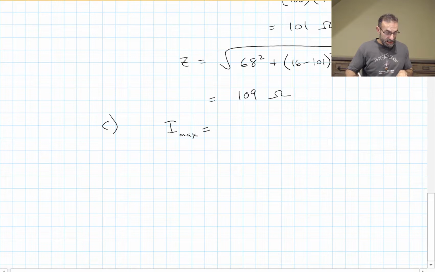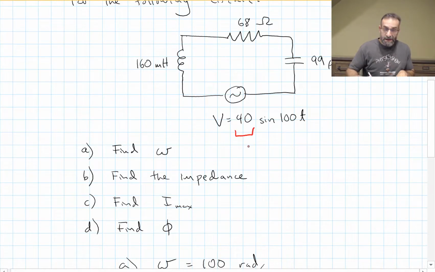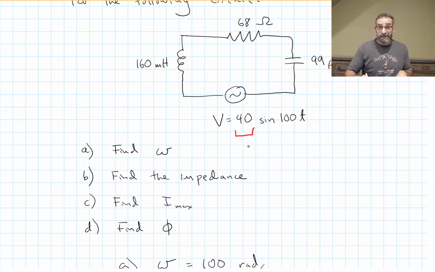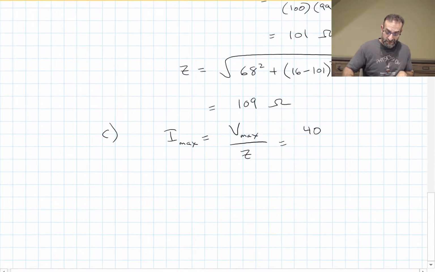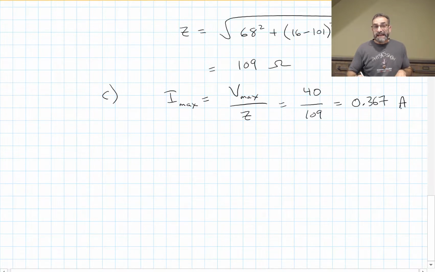Now we want to find I maximum. We know V is IR, or V is the impedance times the current. So we can solve for this, and this is given the maximum voltage. The maximum voltage is given, that's the amplitude of the function, 40 volts. And so we have the maximum current.